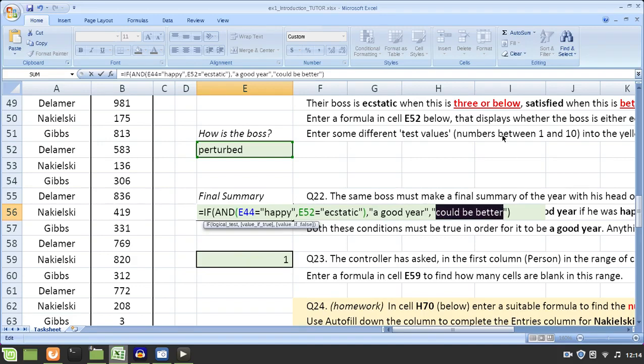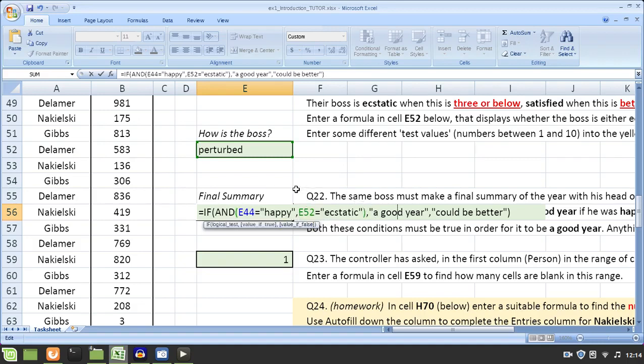The hard thing about AND, which is a function in itself, is the way in which you write it, because we naturally say if E44 is happy and E52 is ecstatic. Now the way in which you write this in Excel, unfortunately, you have to write the AND before the first condition. So you say if AND E44 happy, E52 ecstatic. So even though the word AND is actually before the first condition, when we read it, it still goes between those two things. So if E44 is happy and E52 is ecstatic, then it's a good year.